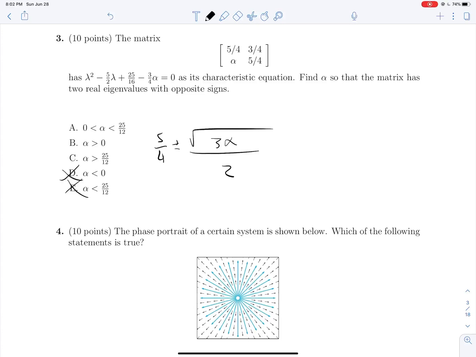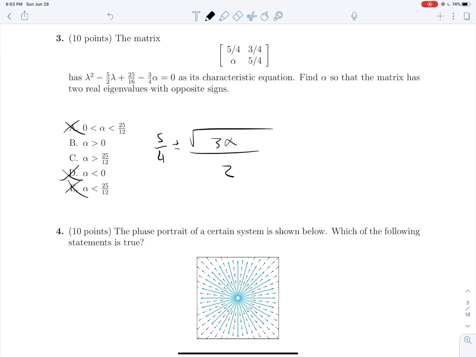What about really, really big alphas? Are we okay with that? Well, if alpha is 10,000 or something, we're going to have 5 over 4 plus or minus some very big number. That will give us a positive real eigenvalue and a negative real eigenvalue. So there's no reason why we should be capping the upper ceiling of alpha. So we should allow really high alphas in here.